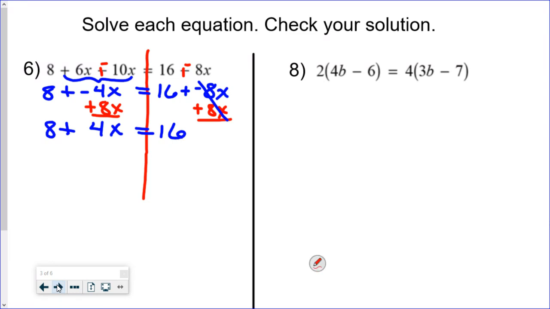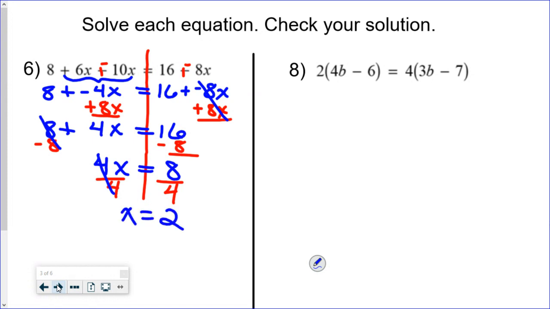Okay, now I'm going to combine my constants. A constant is just any number that doesn't have a variable. 8 minus 8 is 0. So we still have that 4x and 8 here. And the last step, now I know I have x's on one side, constants without variables on the other. Oh, I'm getting all crazy today. And I end up with 2. Okay, so far so good.